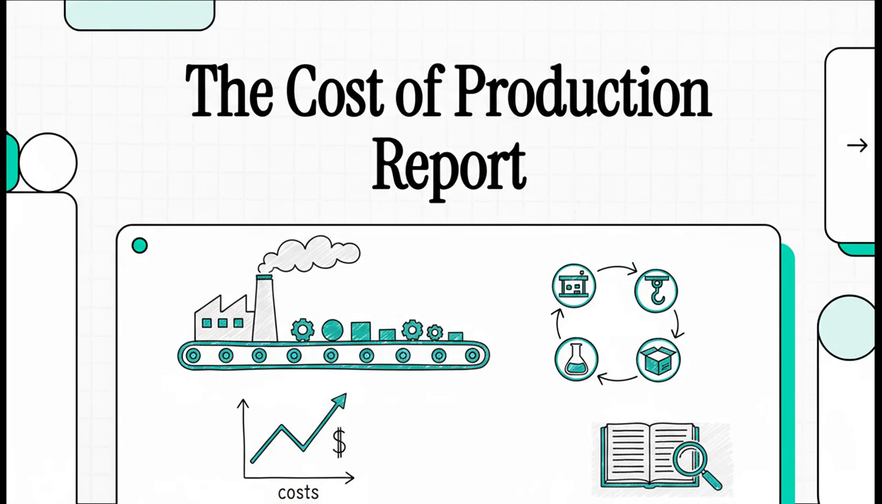Have you ever stopped to think about how a massive company, say a soda maker, knows the exact cost of one single can when they're churning out millions a day? Well, that's exactly what we're going to break down. We're diving deep into a super important tool in process costing called the cost of production report. Let's get right into it.